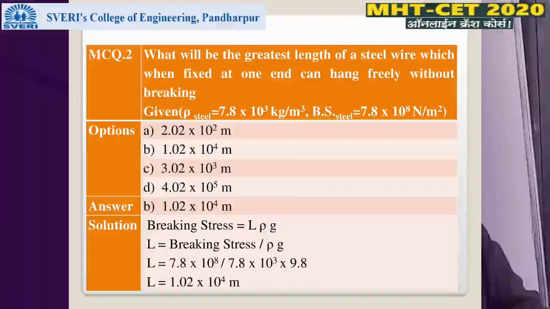So here we have to determine the greatest length, that is capital L. So what will be the greatest length of a steel wire? Steel wire we have considered which when fixed at one end can hang freely without breaking. So this condition also we have to consider, that is breaking stress value of steel is given to us and the density is also with us. So if we check the options, answer is B, but how it comes?